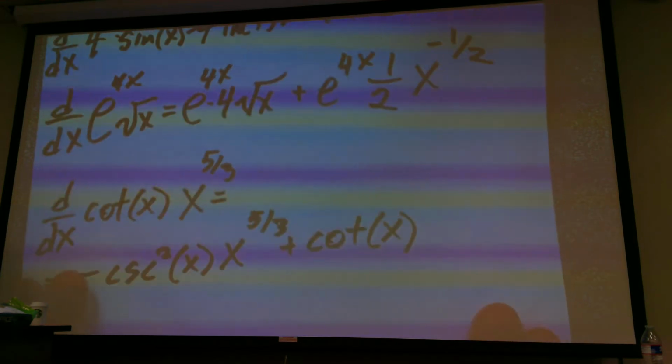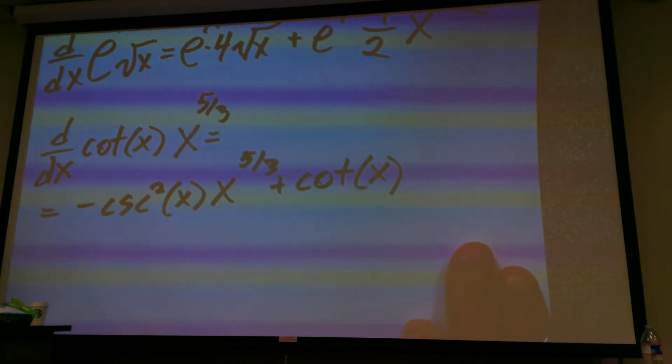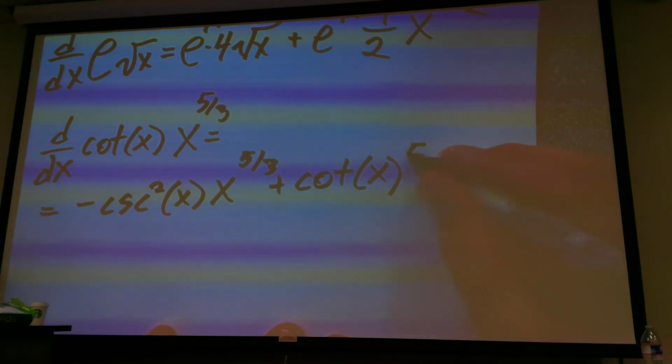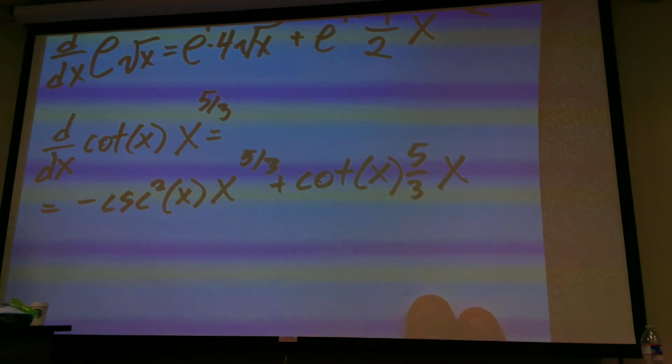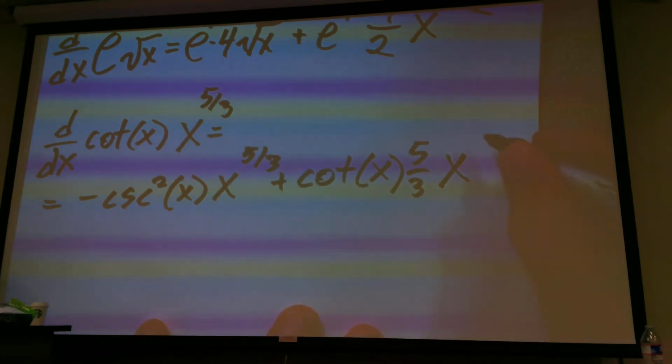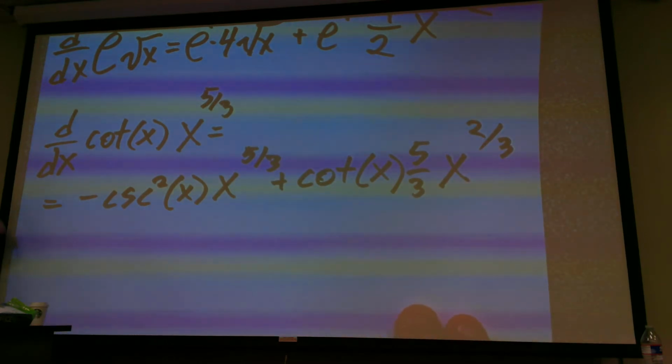And now we have to think of what is the derivative of x to the 5 divided by 3. Well, it's going to spit out a 5 divided by 3. And now we have to think about what is the new exponent. So it's going to be 5 over 3 minus 1. So that's 5 over 3 minus 3 divided by 3, which would be 2 divided by 3. Okay. So that's the product rule.